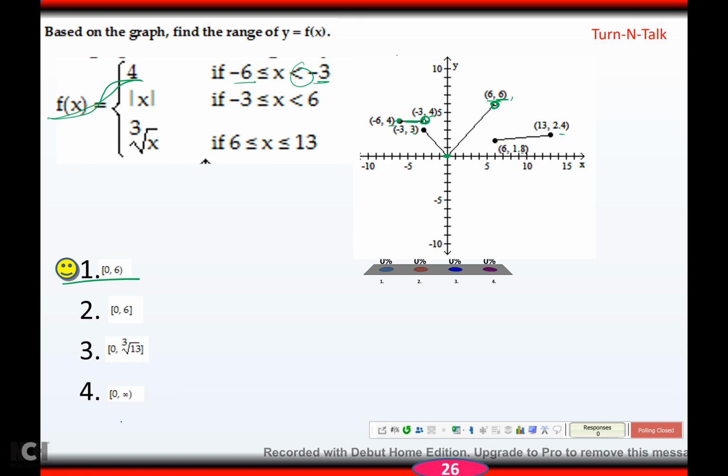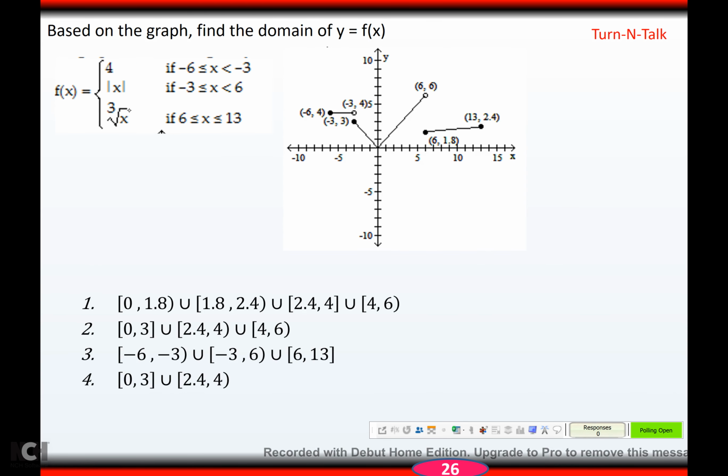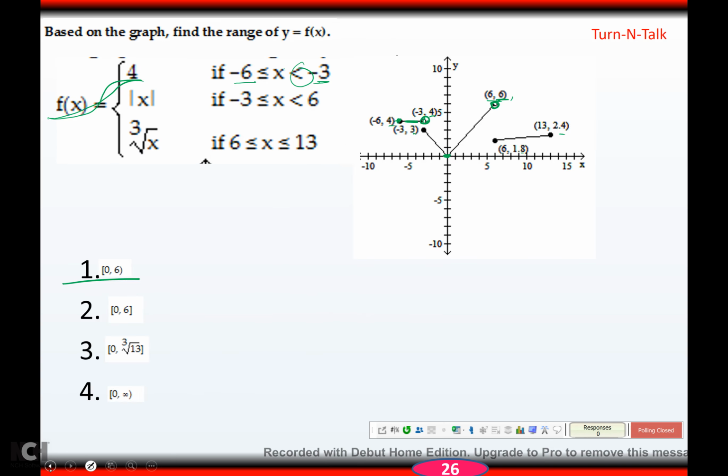Sorry, I'm trying to change colors. F of x equals the absolute value. Took my pen away. Hold on.